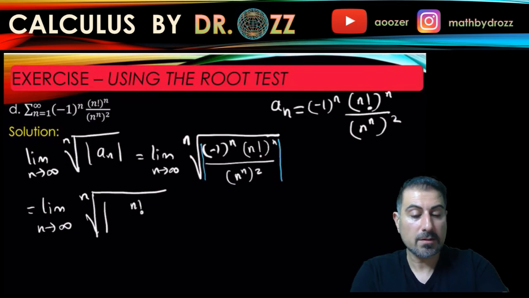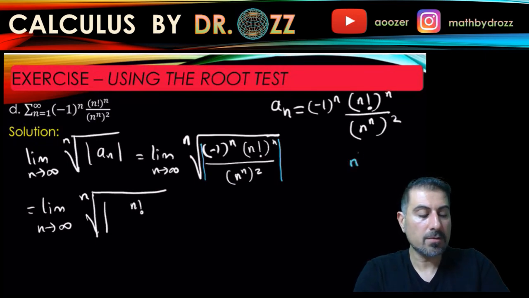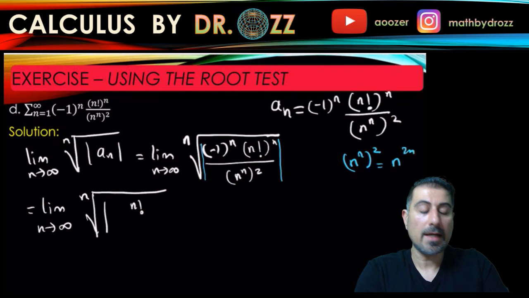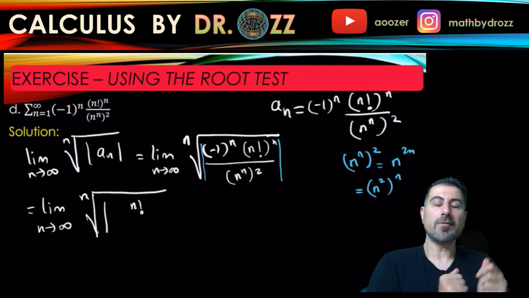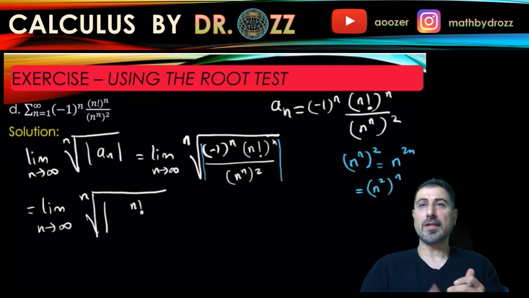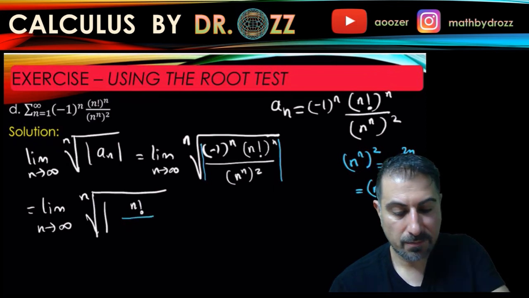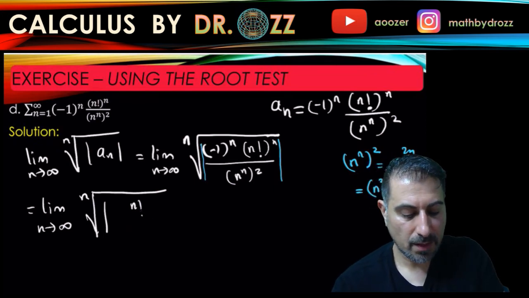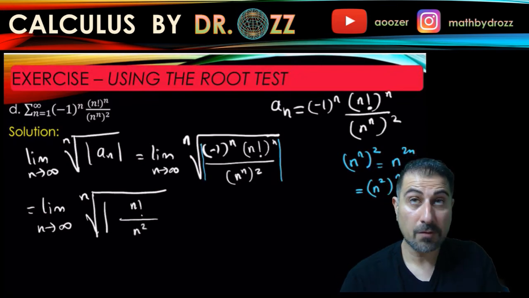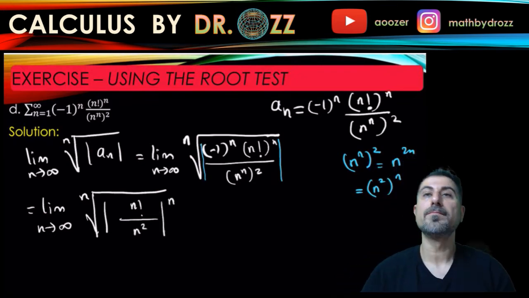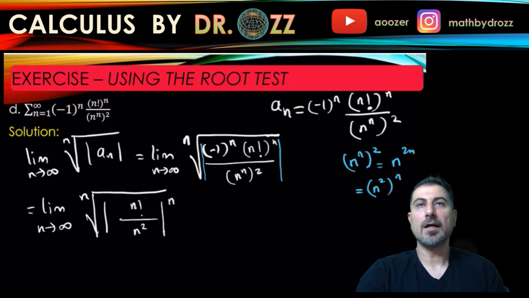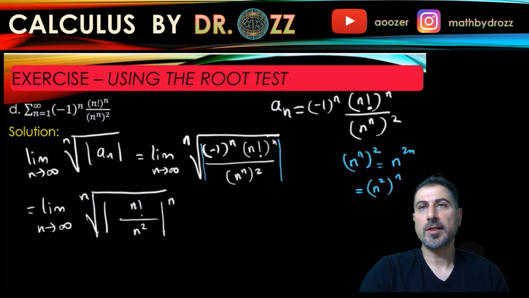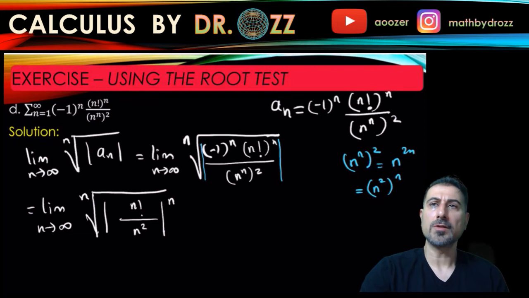So now I'm going to rewrite n to the n squared, which is in fact n to the 2n, as n squared to the power of n. I want to grab the power n so that eventually I'm going to take the nth root, so I want to get rid of that. So n factorial is coming with power n, n squared is coming with power n. So why don't we write in one shot that this whole expression is reduced down to the nth power of n factorial over n squared.